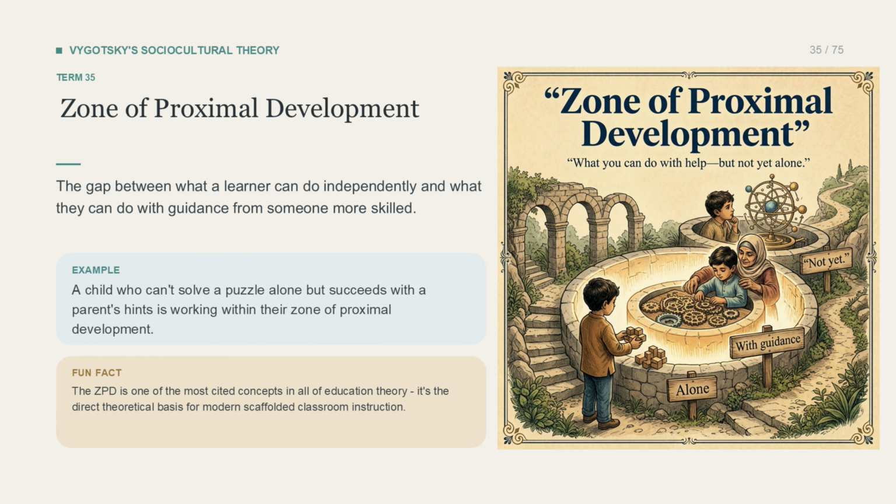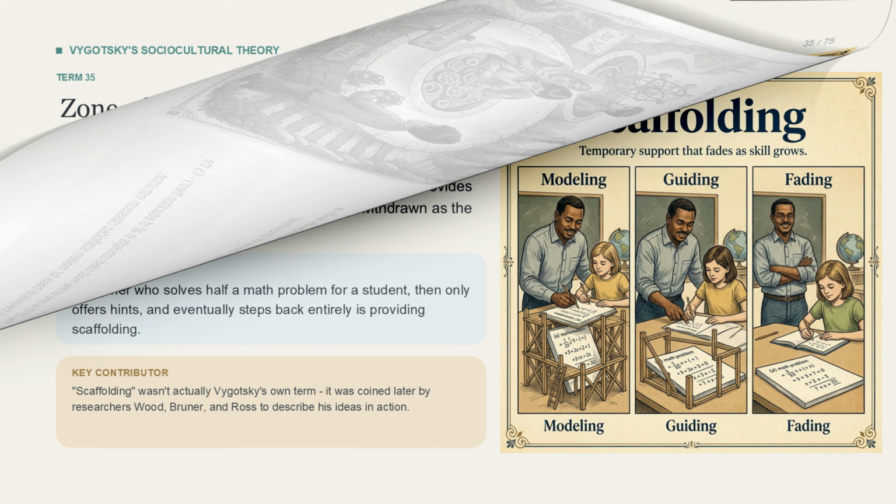35. Zone of proximal development. The zone of proximal development, or ZPD, is the gap between what a learner can do independently and what they can do with guidance from someone more skilled. In real life, a child who can't solve a puzzle alone but succeeds with a parent's hints is working within their zone of proximal development.